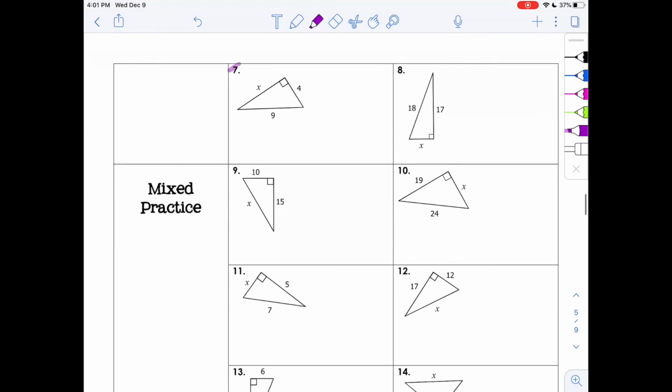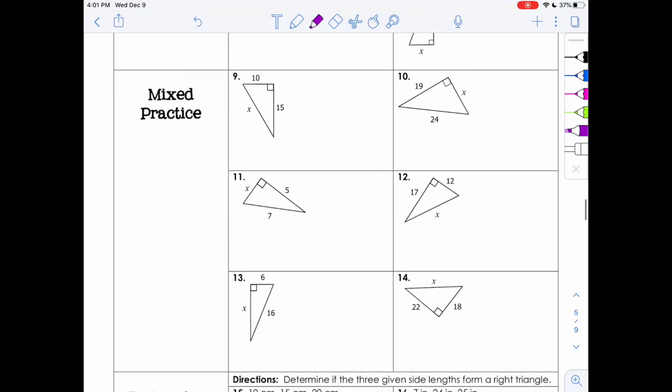Go ahead and highlight number 7 and 8. And then highlight 9 through 14. So 9 through 14 is still what we just did, but they're mixed up. So some of them your leg is missing, some of them your hypotenuse is missing. So make sure you're paying attention to which one is missing. And make sure you're only using a calculator for those that are bigger than 225.